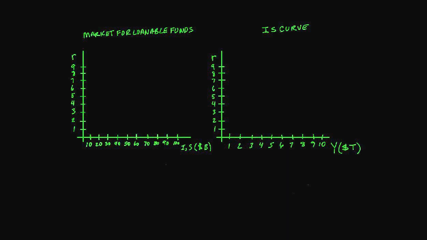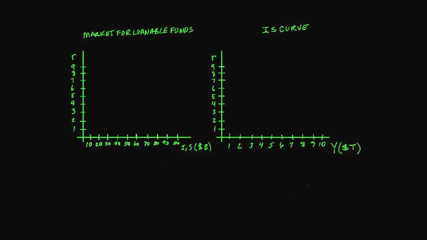This screencast describes the market for loanable funds and how it relates to the IS curve, which is a fundamental building block of our standard macroeconomic model. Before getting started, I'd like you to recall that the market for loanable funds shows the conditions under which savings and investment are equal, and thereby it shows when the market for goods and services is in equilibrium. You can say that a couple of ways.